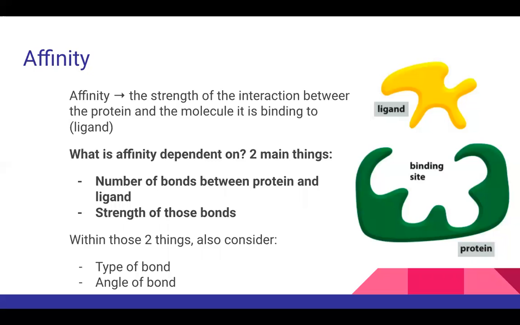So affinity is just the strength of the interaction between the protein and whatever it's binding to. This is the binding pocket that I was talking about a second ago. Affinity is dependent on two main things: the number of bonds that are formed between the protein and the ligand, and the strength of the bonds that are formed. So if there are more bonds, or if there's, for example, a covalent bond, that'll be a much higher affinity. You rarely have a covalent bond between a protein and a ligand because that's super hard to break, but it's just an example of something that would give a higher affinity.